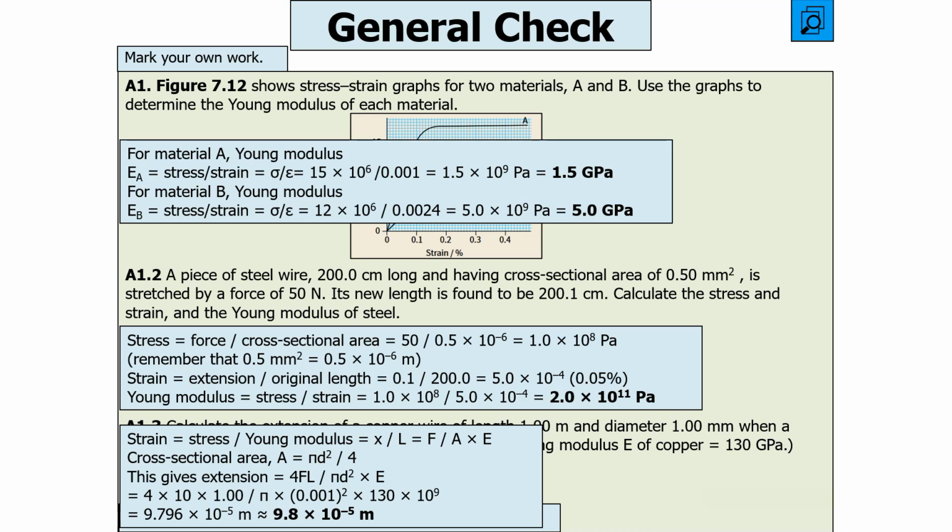In this next one, we know Young modulus is stress over strain. So strain is stress over Young modulus, which is going to equal F over A divided by the Young modulus. We can work out area because it's going to be pi times diameter squared over 4. That's just a mathematical equation. Pop in all the values, work it through, and we get 9.8 times 10 to the minus 5 meters.